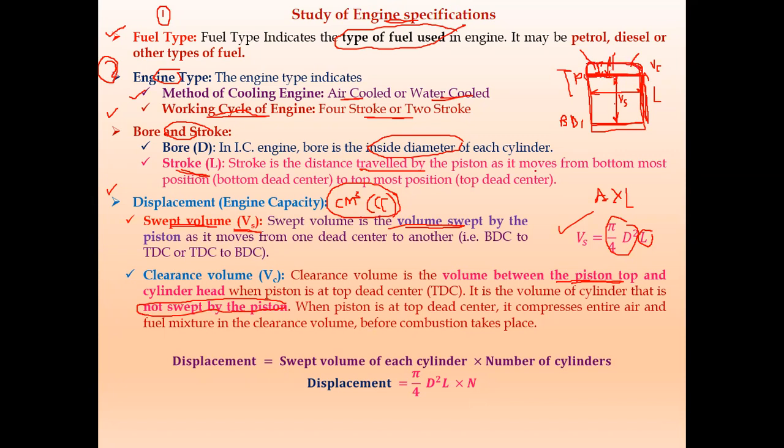When the piston is at top dead center, it compresses the entire air and fuel mixture in the clearance volume before combustion takes place. It compresses up to this point, and after that combustion takes place. So in this clearance volume, the compression of the air takes place.